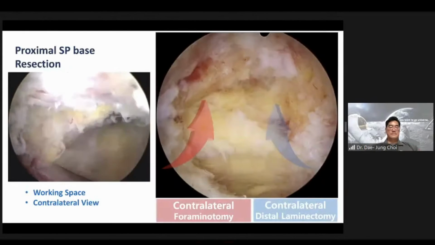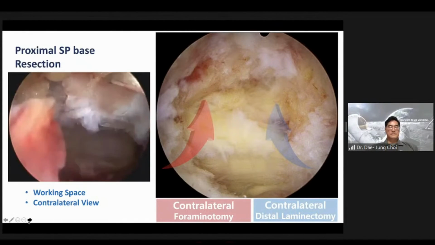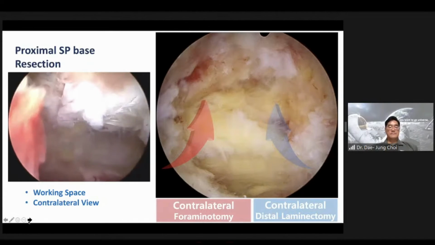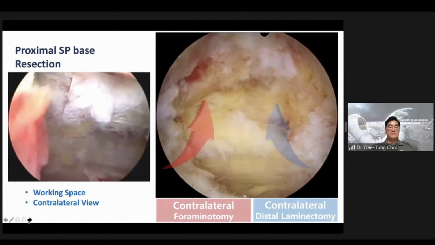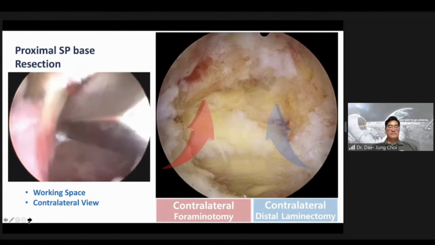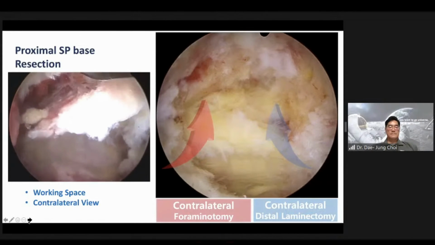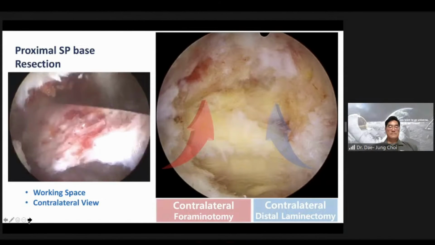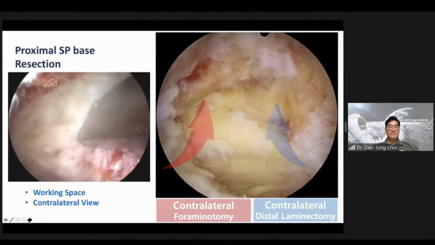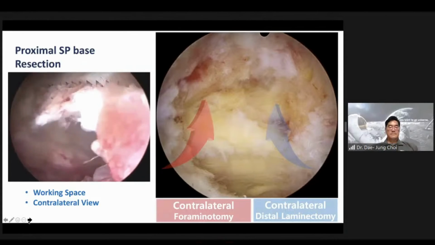If you have no idea of SP-based resection, you will always be in trouble and struggle in a narrow working space. And you never reach the contralateral side deeper, even the contralateral side foramen. SP-based resection is a key trick to give you enough working space for sufficient decompression under the sublaminar area.